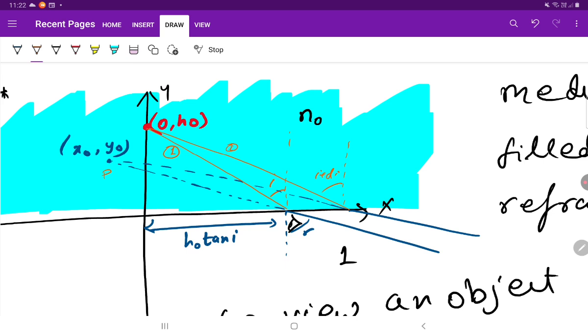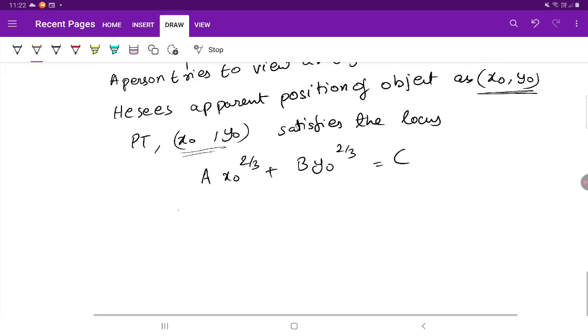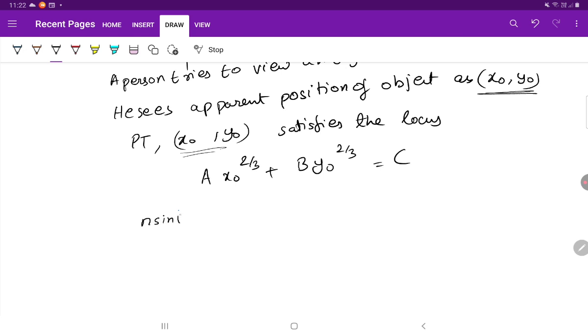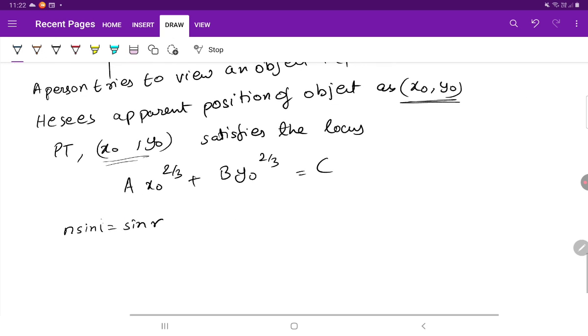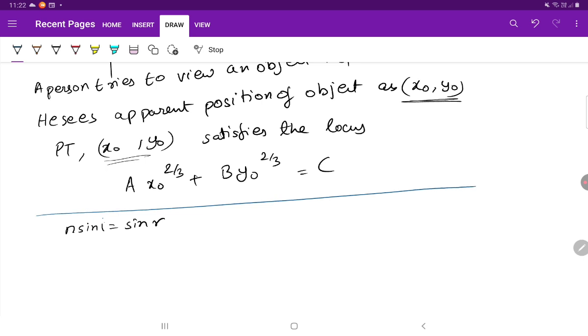So the first equation will be the basic Snell's law, which is n sin i equals sin r. Let me do it with blue color because I already wrote the question in black color. Differentiating this equation, we are taking the differential. n is a constant. You will get n cos i di equals cos r dr. So this is equation 1. Now we will think, where will this equation get applied? Just wait and watch.